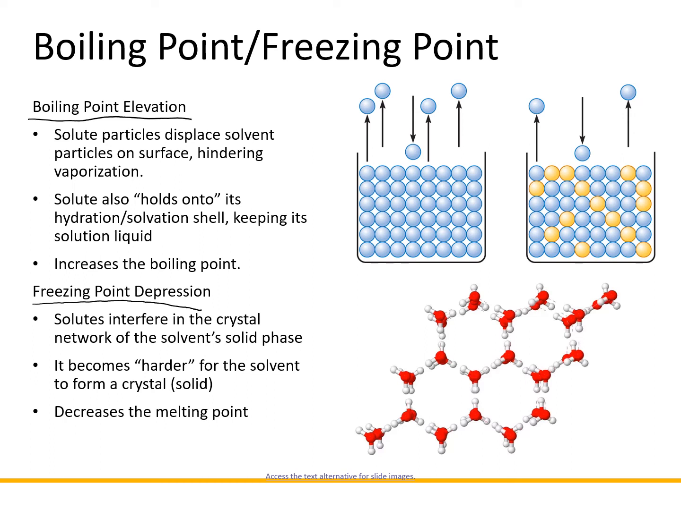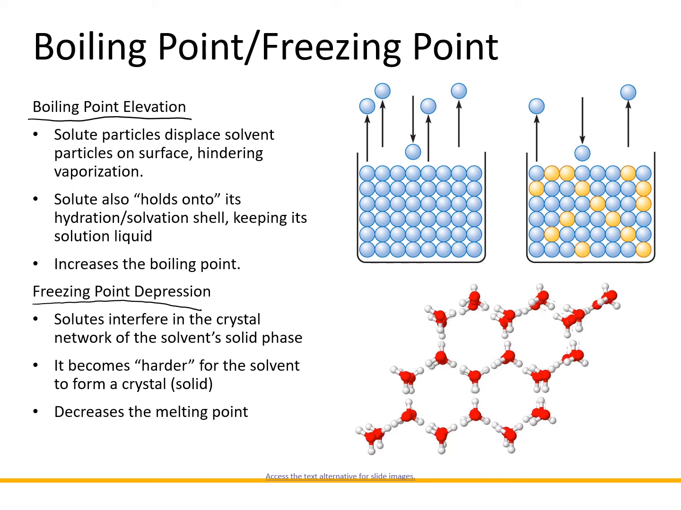So as you increase the temperature, you not only have to break the cohesion between solvent molecules, but also the cohesion to the solute molecules as well. And that's why you may have to use a higher temperature to get a solution with solute in it to the boiling point, all right?